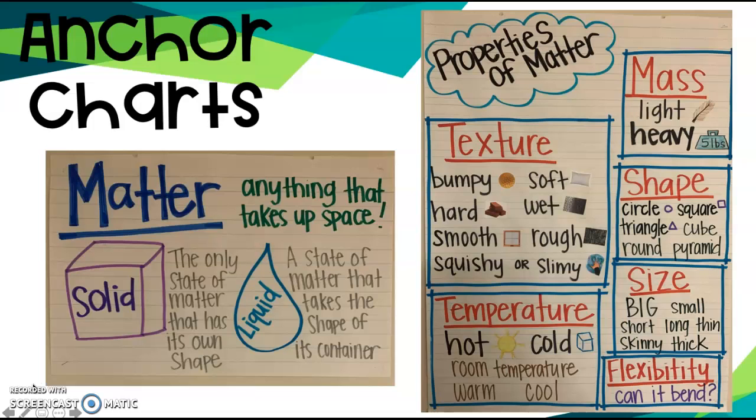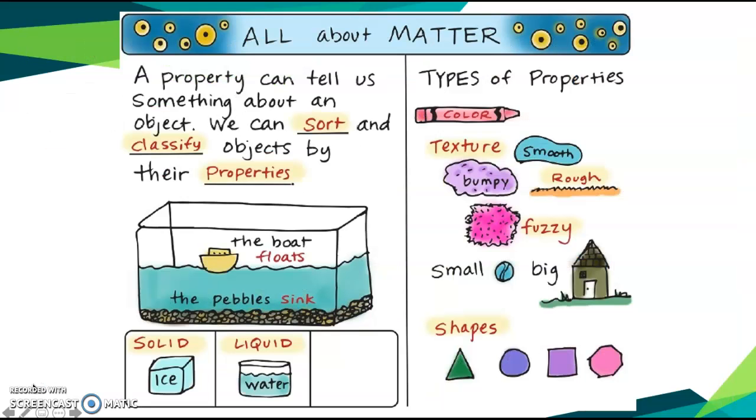These two anchor charts can be found in the module to look at in a bigger size. This just gives you a little bit extra information about matter. It tells you how a property can tell us something about an object. We can sort and classify objects by their properties. And it gives you, again, some examples of those types of properties.